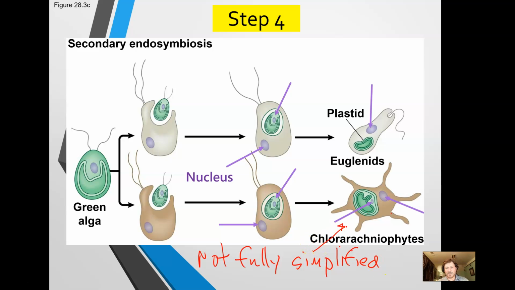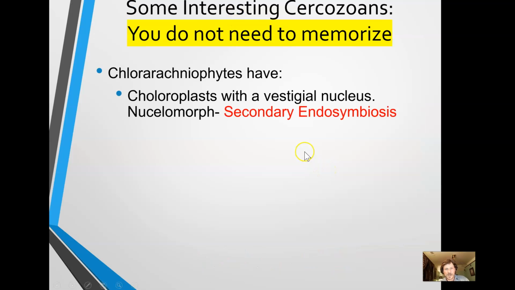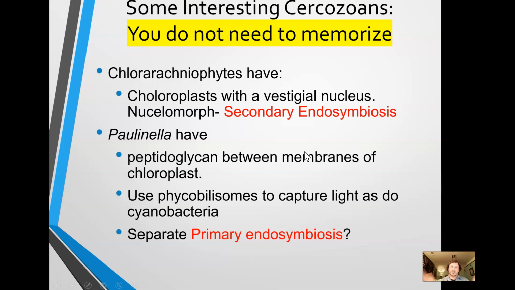And so that gives us some evidence of what has happened in the other ones, where they've completely simplified and lost it, because this gives one that still has it there. Referring to the nucleus in that case. Other things about the arachnophytes, it's kind of interesting. Don't need to memorize them. They have this vestigial nucleus called the nucleomorph.